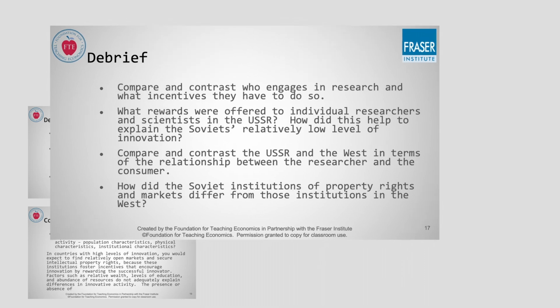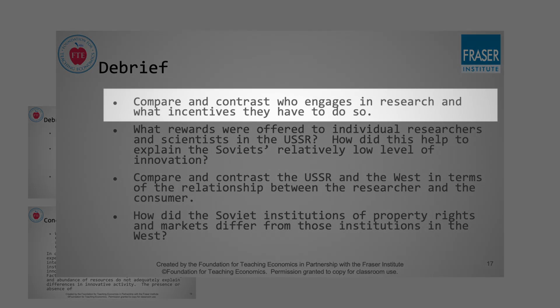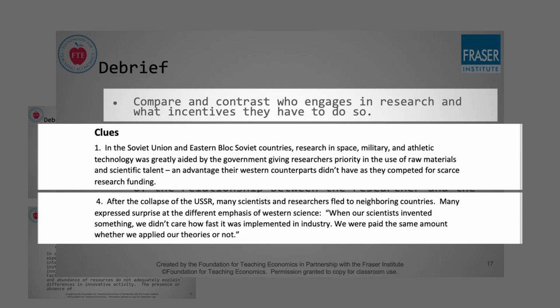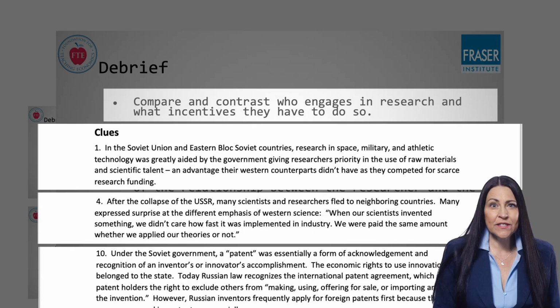For example, you might ask students to compare and contrast the Soviet Union and the West in terms of who engages in research and what incentives they have to do so. Clues 1, 4, and 10 show that research in the Soviet Union was directed by the government and confined mainly to areas that had military or political significance. Researchers were employees of the government and were motivated by their interest and their pay, and to some extent by the promise of status and recognition.